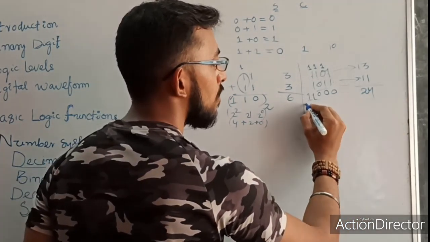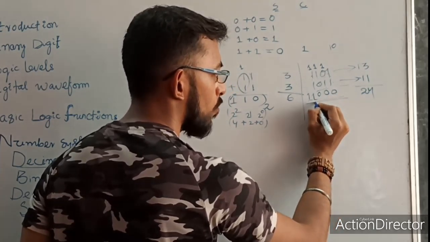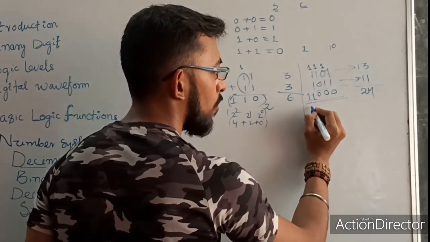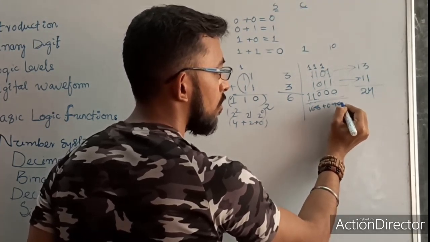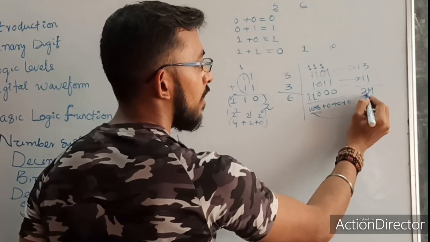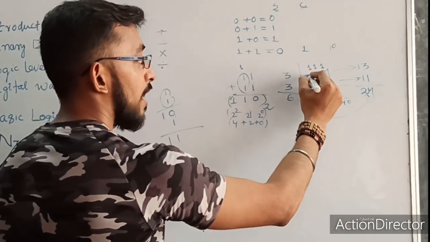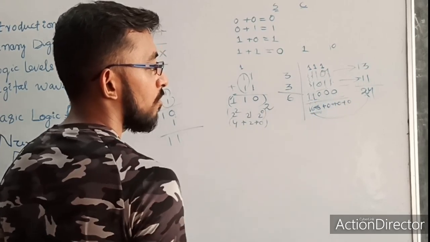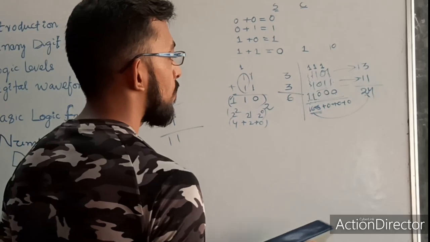And if you see, this is 2 power 0, 2 power 1, 2 power 2, 2 power 3, 2 power 4. 2 power 4 is 16, 2 power 3 is 8, plus 0, plus 0, plus 0. If you add 16 plus 8, you get 24. Okay. So this is the binary addition of these two numbers, which is 11000, and we can cross-check it with our decimal numbers. So this is the binary addition.